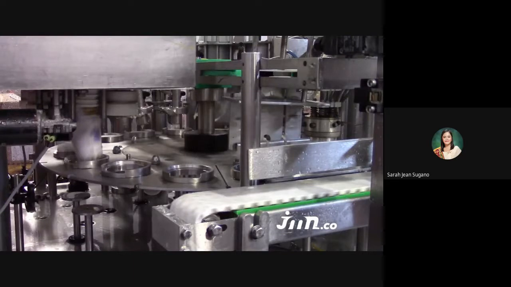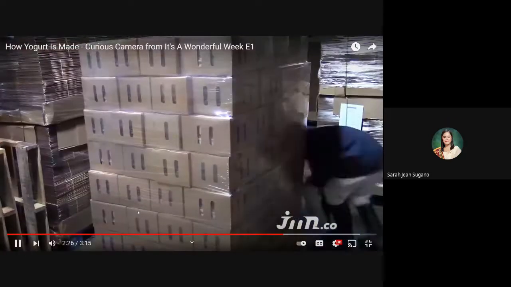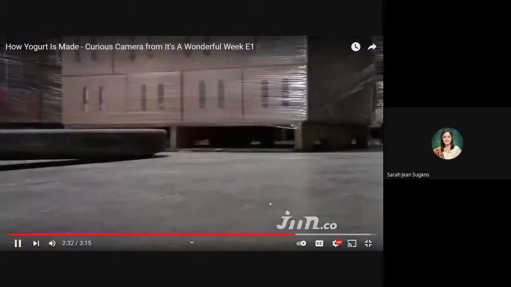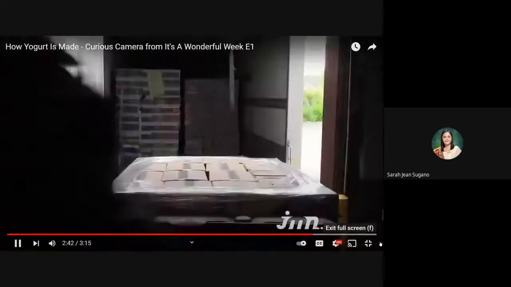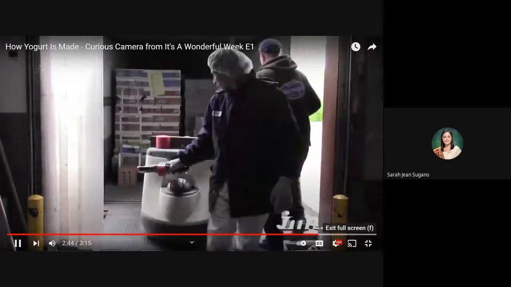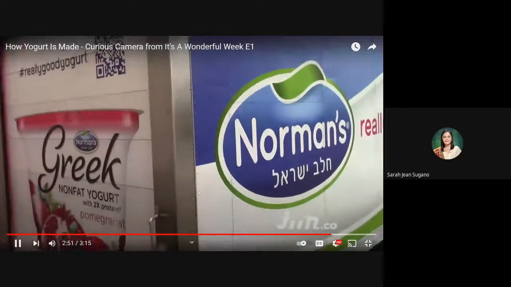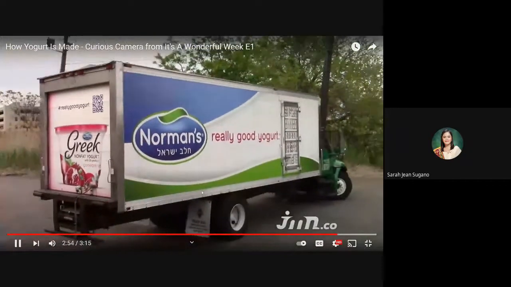Once it's on the pallet, it gets taken over to the fridge where it's chilled down to a nice 40 degrees. It gets wrapped with stretch wrap. This is the plastic that you see going around the pallets. The reason why we wrap it is because otherwise if we put that unit onto a truck, as soon as the truck hits a little bump in the road, the yogurt is going to fall off the pallet and it's going to make a mess all over the truck. After the truck is loaded, they take it directly to the stores so that you can buy fresh Norman's yogurt.